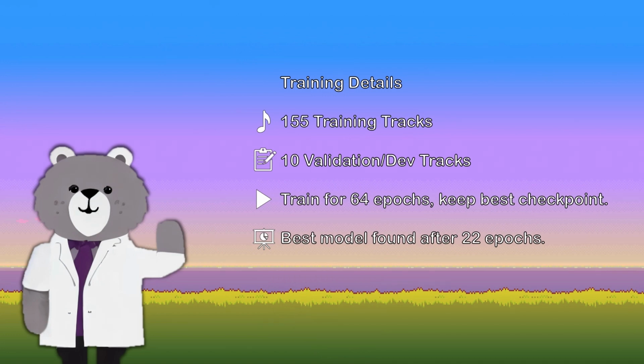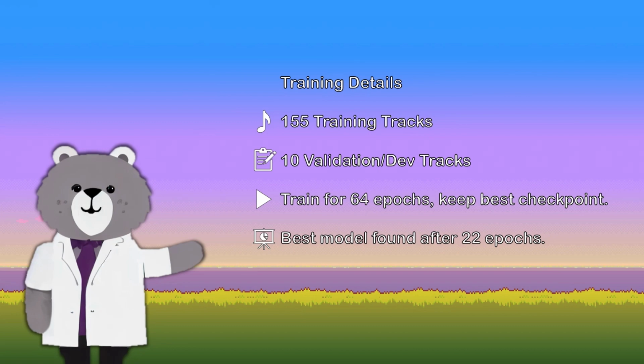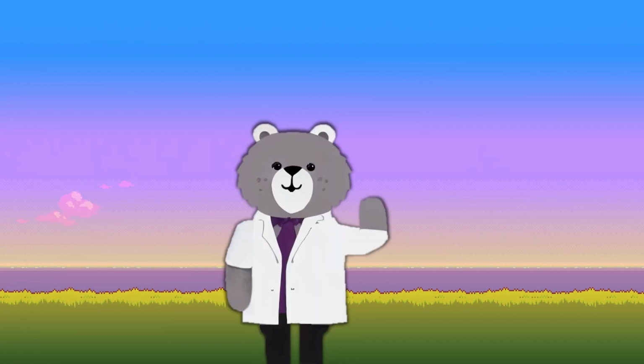With our MIDIs in the correct format, we began training. We train on 155 tracks and use 10 for validation. We use the best performing checkpoint according to our validation set after training. This occurred after around 22 epochs. It did take a while, but at the end of training, we had a neural model capable of generating pretty high quality stuff. Using this model, I generated a bunch of MIDIs.